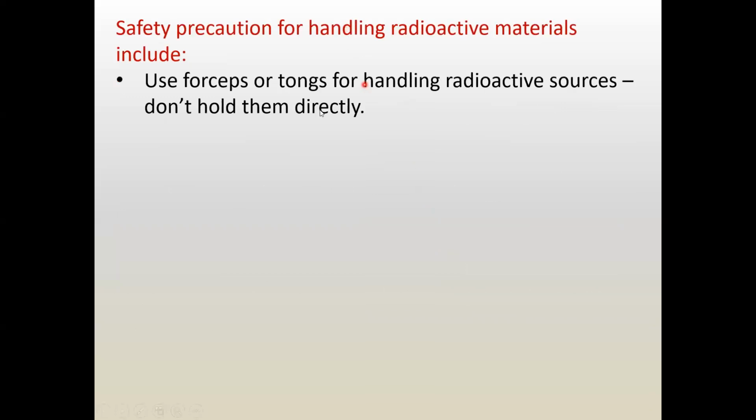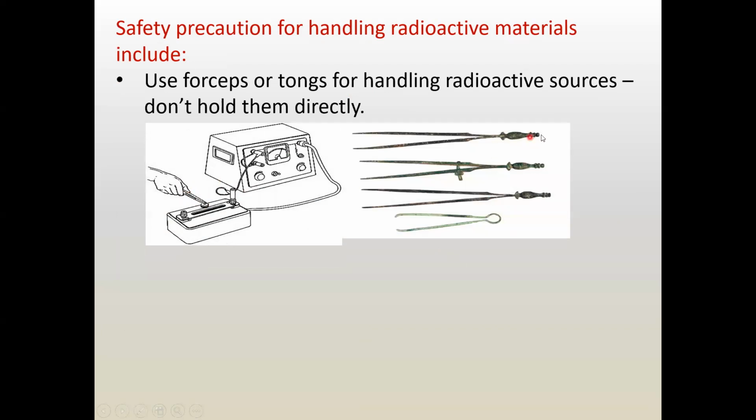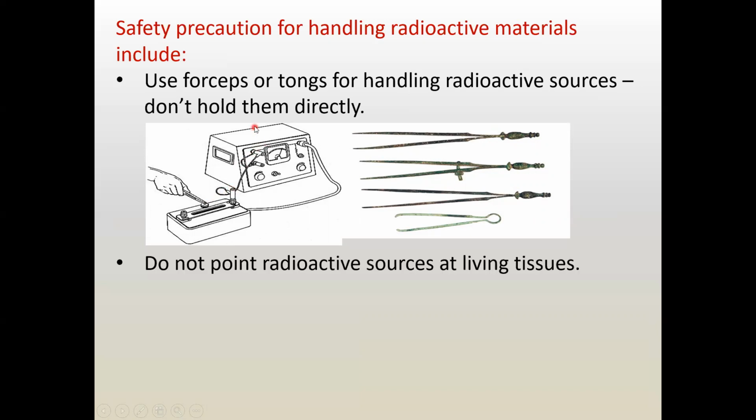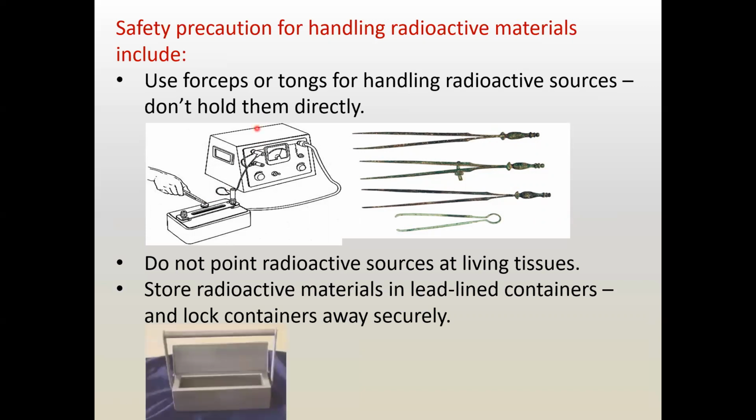Number one, we should use forceps or tongs to handle the radioactive source. We should not hold the source directly. When you are using tongs, there is more distance between you and the source, so it is relatively safe compared to directly holding a radioactive source. Then do not point the radioactive source at living tissue, like toward your face. And we should store the radioactive substance in a lead-lined box.